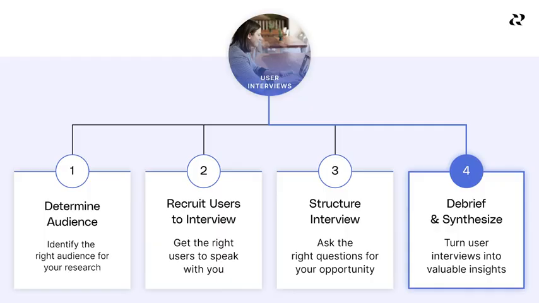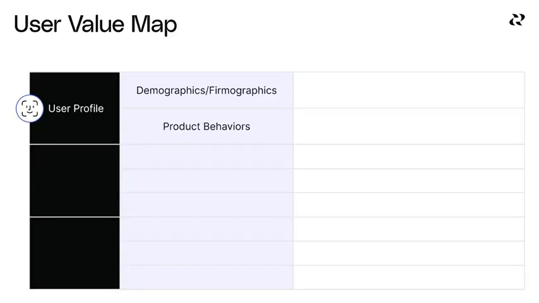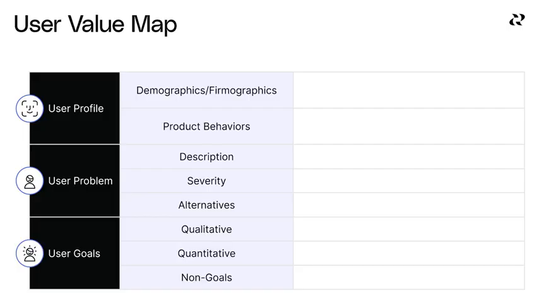At the end of the user interview process, you'll be able to build a user value map. The map includes 3 key components: user profile, which includes descriptions of the demographics, firmographics, and product behaviors for your target audience; user problem, which includes the severity of that problem and key alternatives to address the problem today; and user goals, which includes qualitative and quantitative metrics, as well as any non-goals for this opportunity.